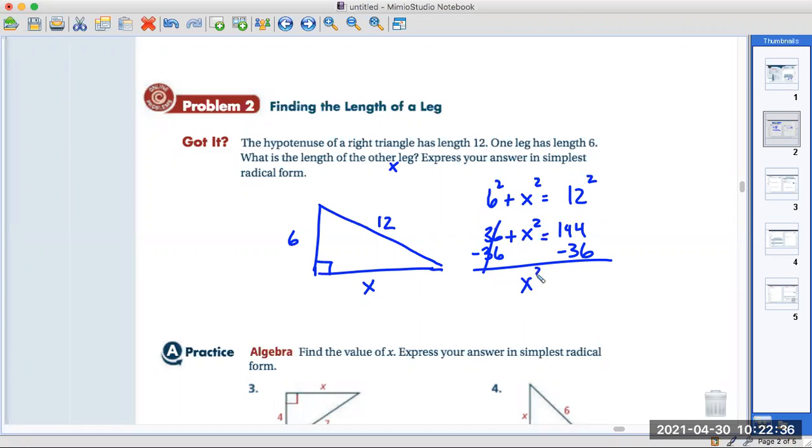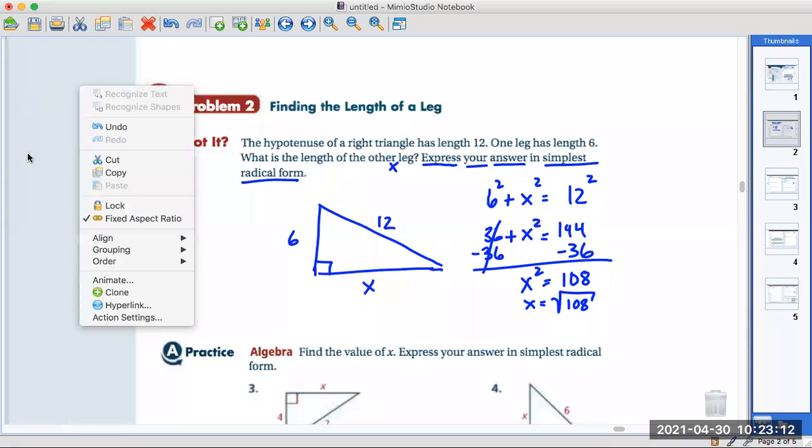So we have x squared is 144 minus 36, 108. Don't forget you have to take the square root. So it says here, express your answer in simplest radical form. You could use your calculator and find the square root of 108, but you'll see that it has lots of decimals. It's called an irrational number, and those are not as accurate as simplifying.